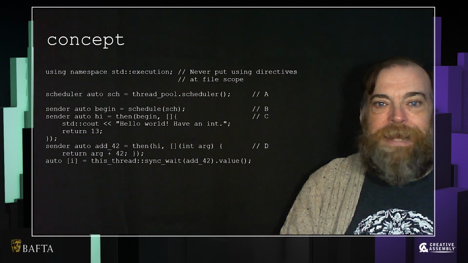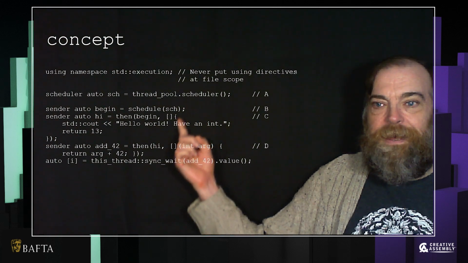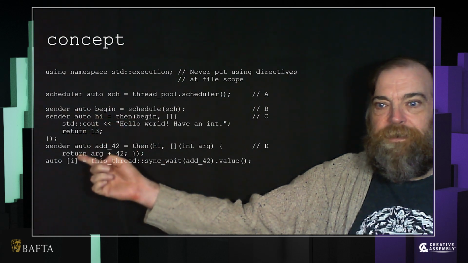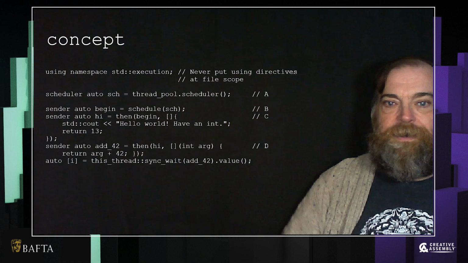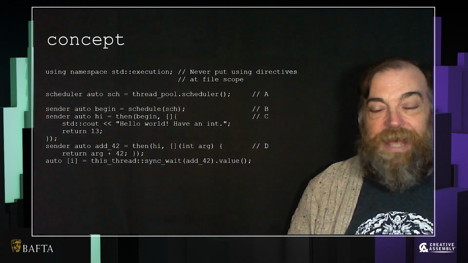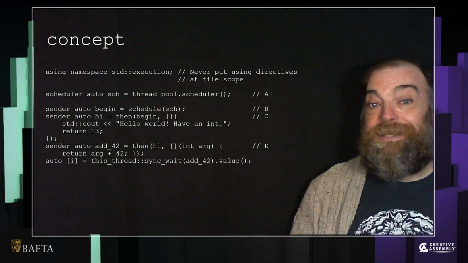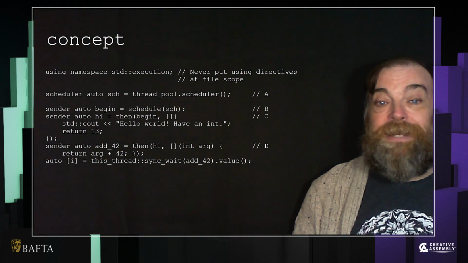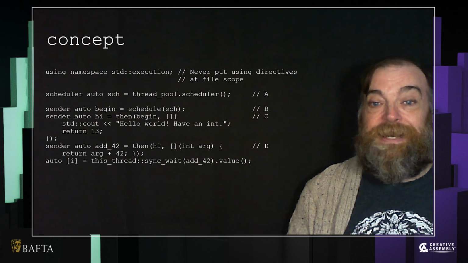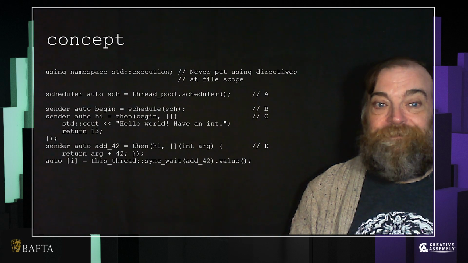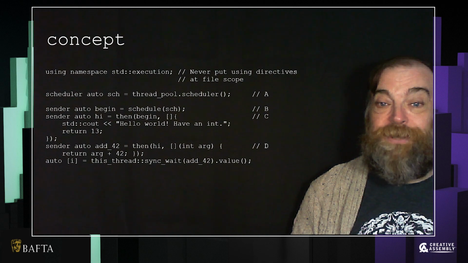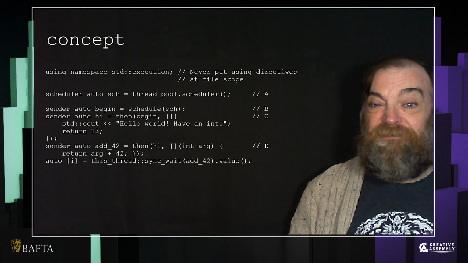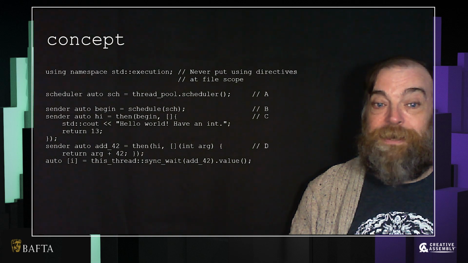Now you can see the same sort of pattern at lines B, C, and D. Down there. Concept, auto, identifier. Concept, auto, identifier. Now, while this is future tech, P2300, the syntax is available today in any conformant C++20 compiler. What it does is signal that the type that is returned satisfies the concept scheduler. At line B, you can see a function called schedule. That function is a generic function, whose parameter is constrained by requiring it to satisfy the scheduler concept.